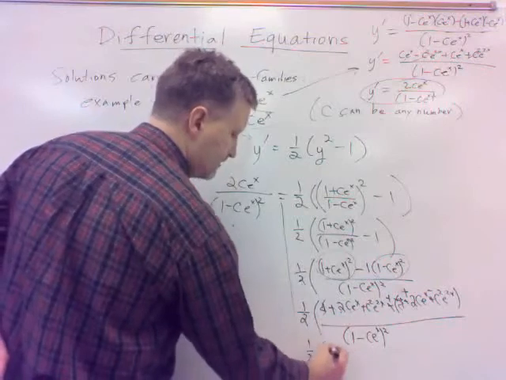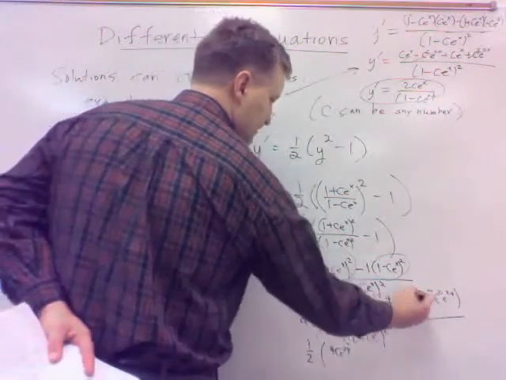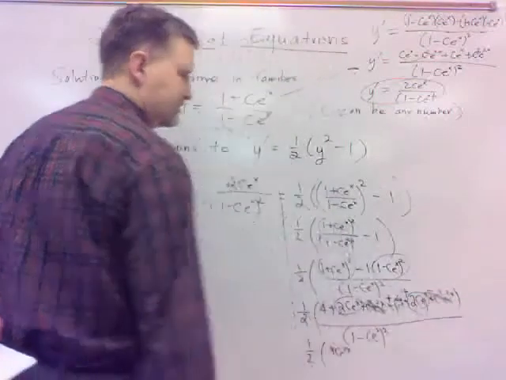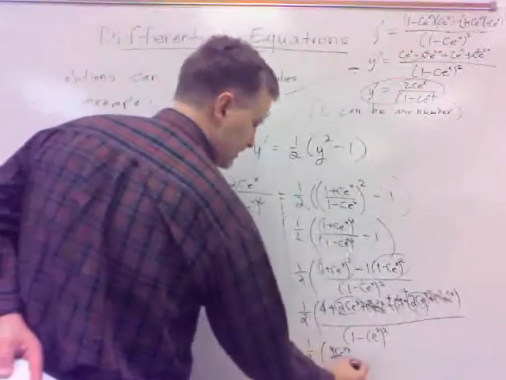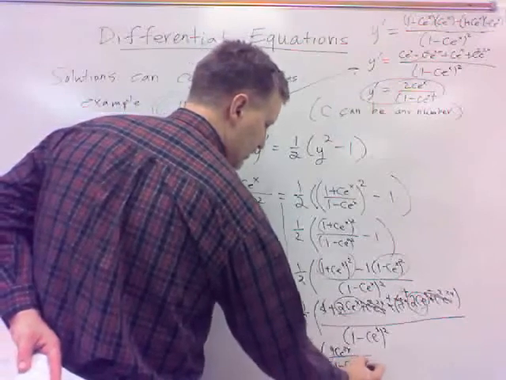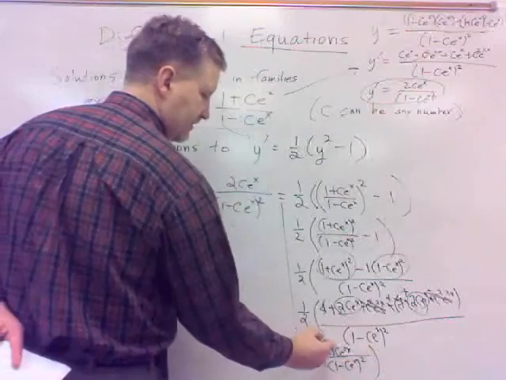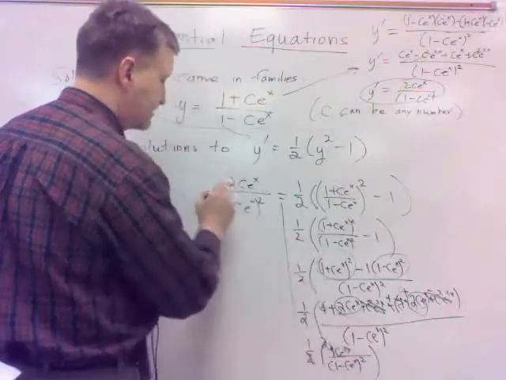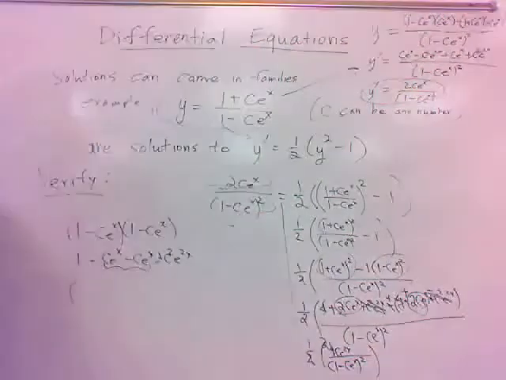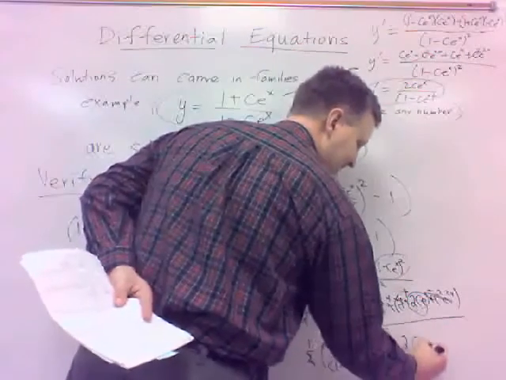So I have 1/2. Top is going to be 4c e to the 2x, because that and that makes 4. And then the minus c squared plus the c squared, those cancel. Cancel out the 2 into the 4. Gives me 2c e to the 2x. Aha. 1 minus c e to the x squared. Aha. We're good.